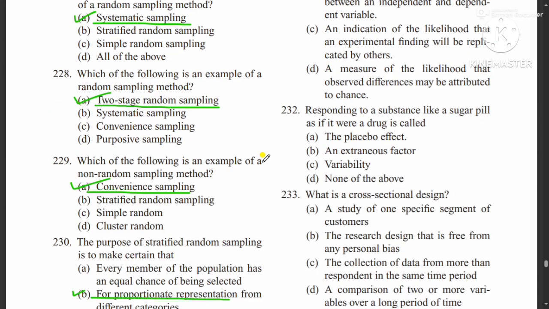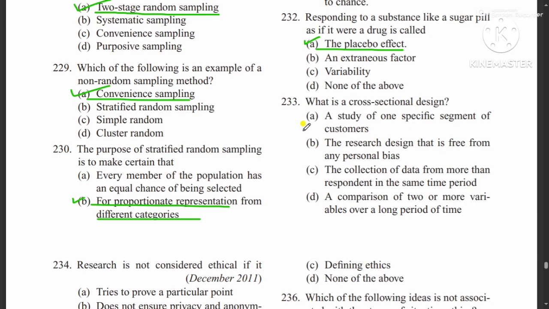Responding to a substance like a sugar pill as if it were a drug is called. So option A is correct. The placebo effect. It is related to medical issues. What is a cross-sectional design? The collection of data from more than one respondent in the same time period. Option C is correct.